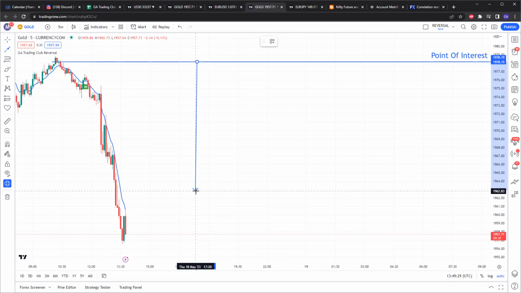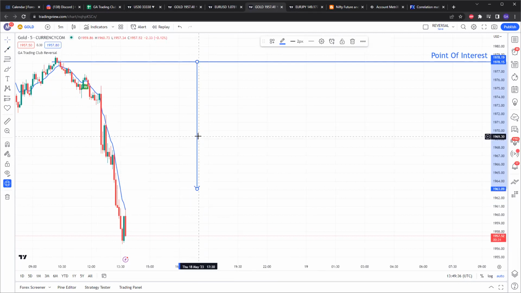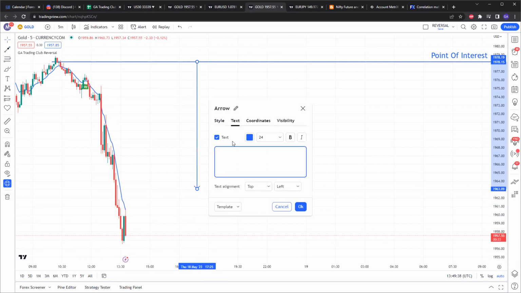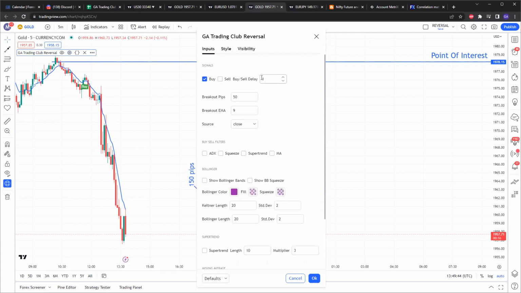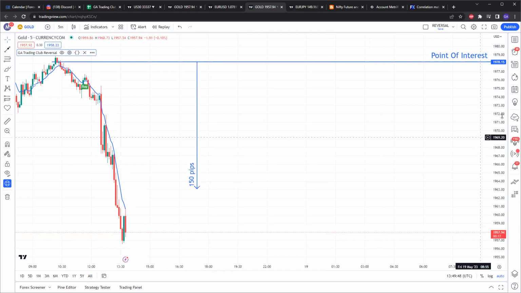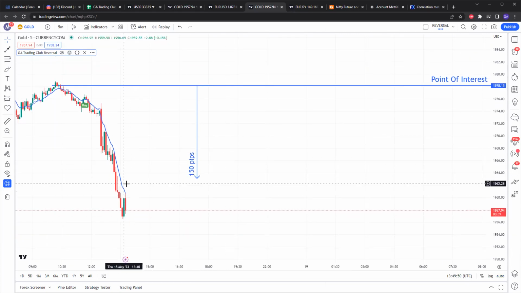1978 less 15, that is 1963. So gold has already met the 150 pip threshold. So this is 150 pips. And then come in here, I'm only interested in buys, 1 there, 50 here. Yeah, that's perfect. So a buy signal here would be valid.